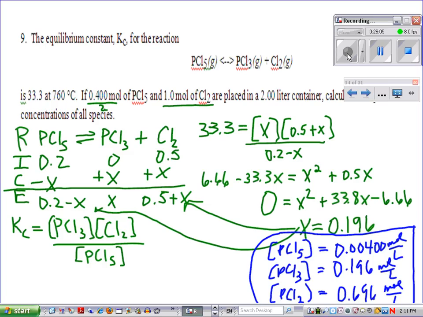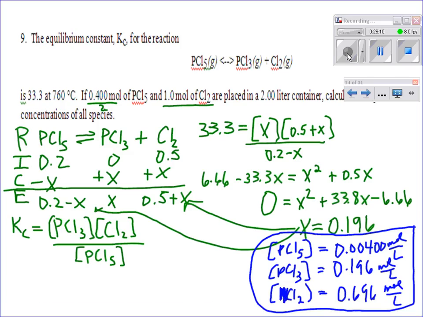So I have been corrected here that this down here, this is just Cl2. Concentration of Cl2 is 0.696.